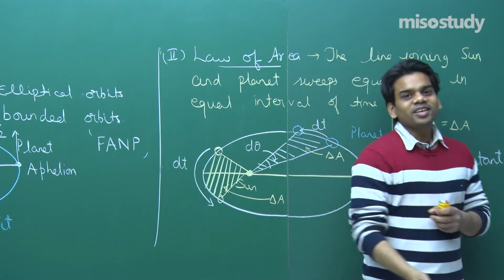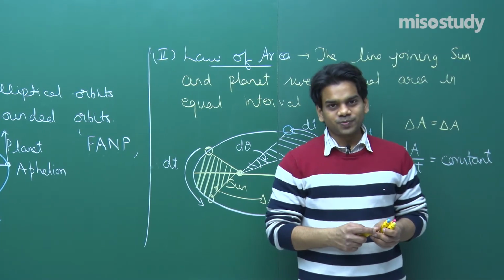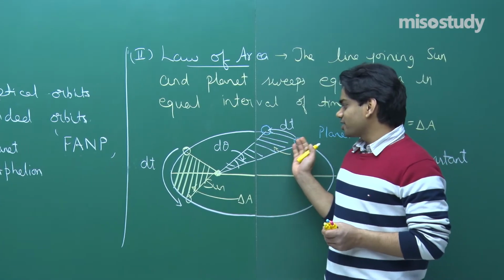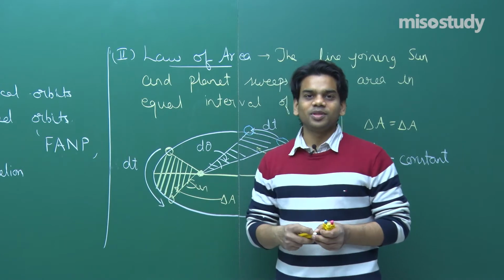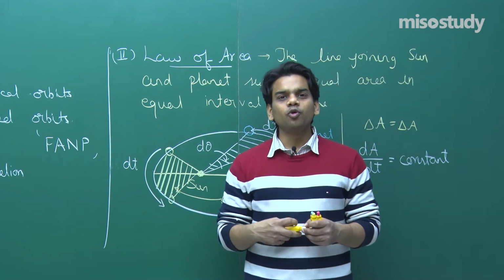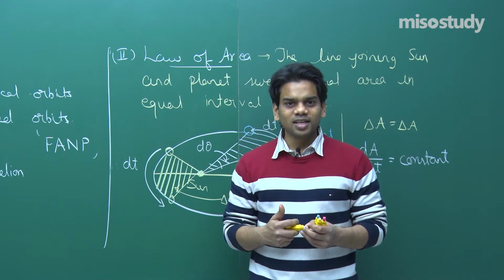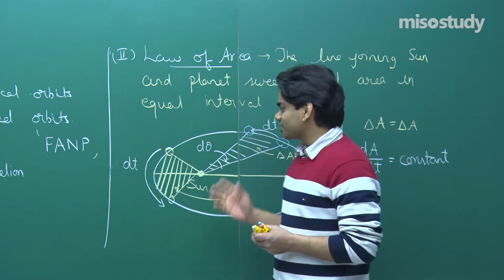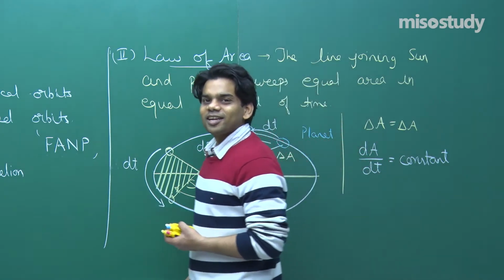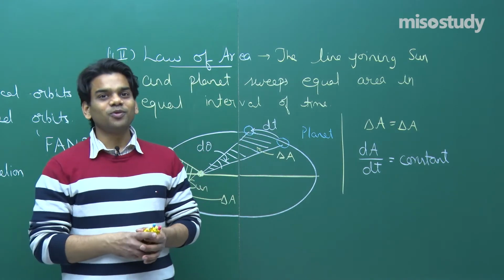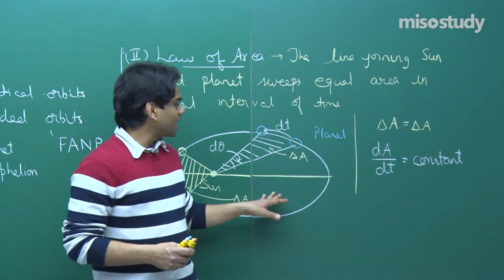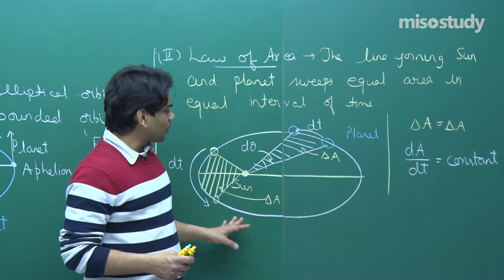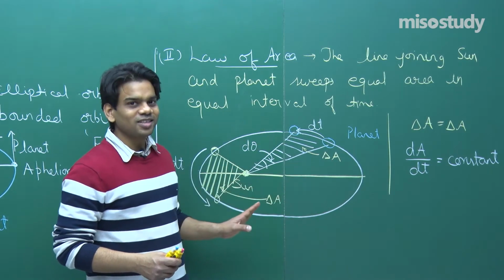The same thing can be proved also. We can treat this as a triangle. We can show that the same thing can be proved also, but that proof is not required in our syllabus, that is not in our curriculum. So let's not get into the detail of the proof of this law of area, and let's directly switch to the third law. And before that, let me tell you about this law of area once again.